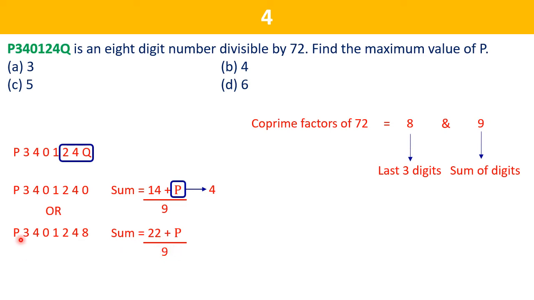To make it divisible by 9, what can be the possible value of p? The only possible value of p will be 5. Okay. Now it is asked in the question, find the maximum value of p. So the maximum value of p can be 5 to make the number divisible by 72.